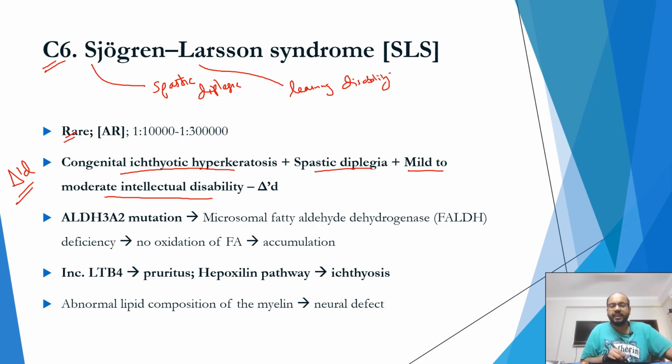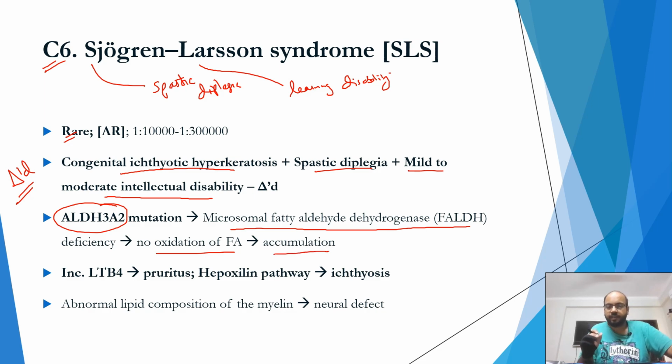The mutation lies in ALDH3A2 gene, which is responsible for microsomal fatty aldehyde dehydrogenase enzyme. If that enzyme is deficient, the oxidation of fatty acid does not happen and it leads to accumulation of fatty acid. It sounds a bit similar to Refsum disease, isn't it? There the phytanic acid was getting accumulated. Here, the fatty acids are getting accumulated.